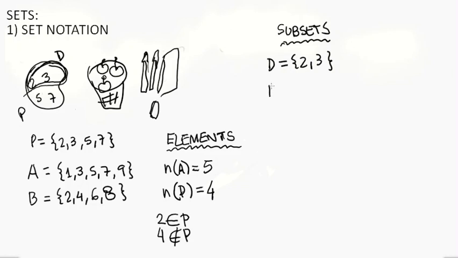So is D a subset of P? Subset is given as this symbol. So is D a subset of P? Take a look. 2 and 3, which are the elements of D, are all inside of set P. So yes, it's true. Here it's also true. Here it's also true. So D is a subset of set P.